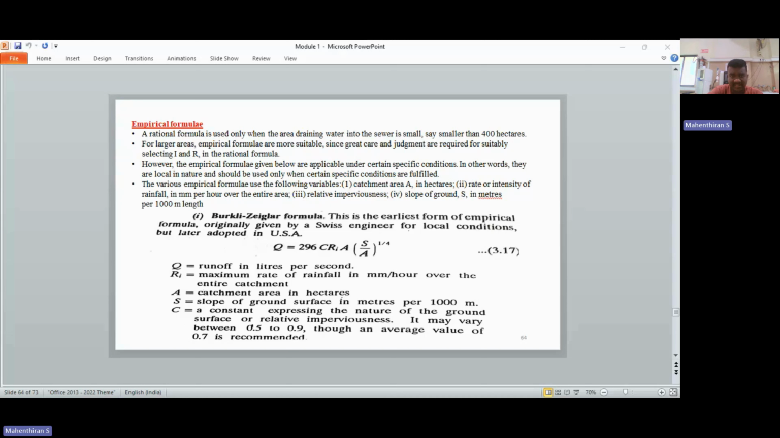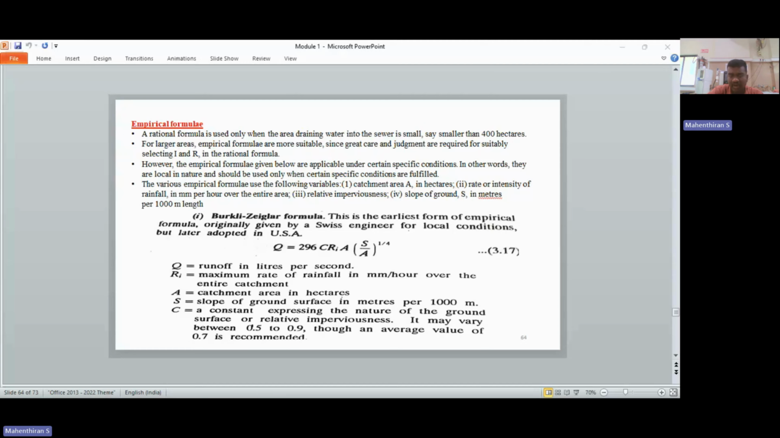The 296 is a constant. This is a dimensional constant that makes the equation work when the area is in hectares, rainfall is in mm per hour, and the slope is in meters per 1000 meters. Do not change this number unless you are changing the unit system. C is the surface constant, which represents the nature of the ground surface or relative imperviousness. Its range is 0.5 to 0.9, where the average recommended value is 0.7.